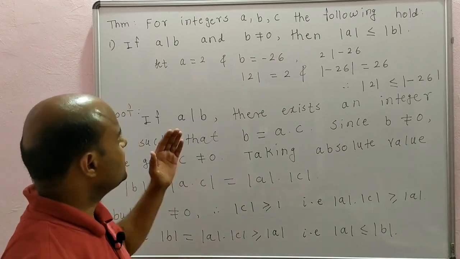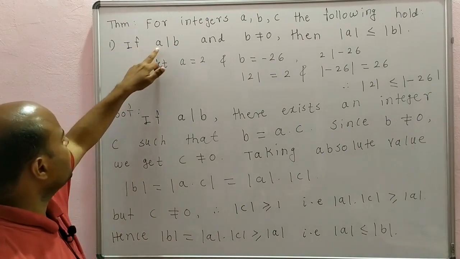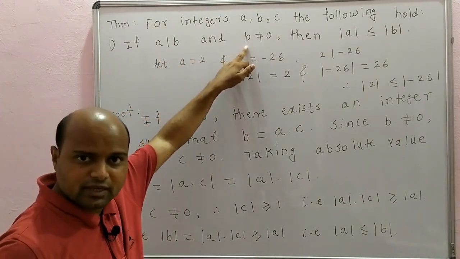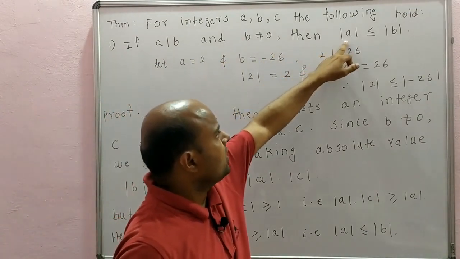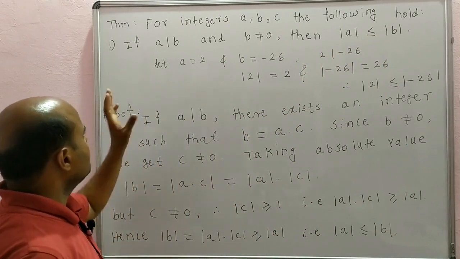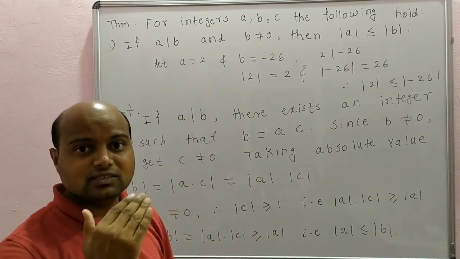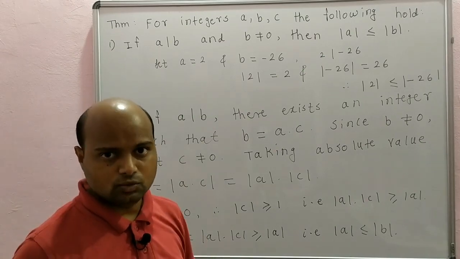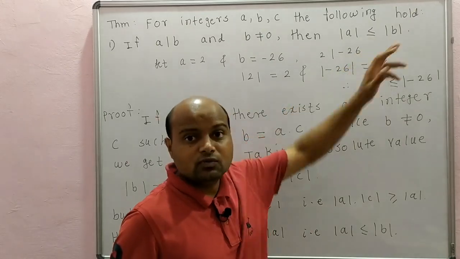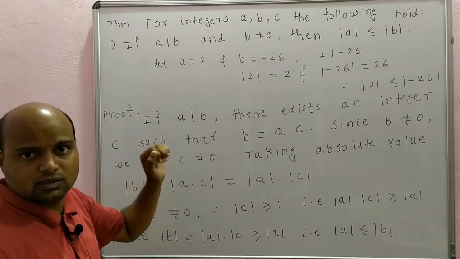If a, b, c are any integers, moreover if a divides b and b is not equal to 0, then mod of a is less than or equal to mod of b. Suppose you have two integers a and b. If a divides b and b is non-zero, then the absolute value of a is less than or equal to the absolute value of b. I explain this result with an example.